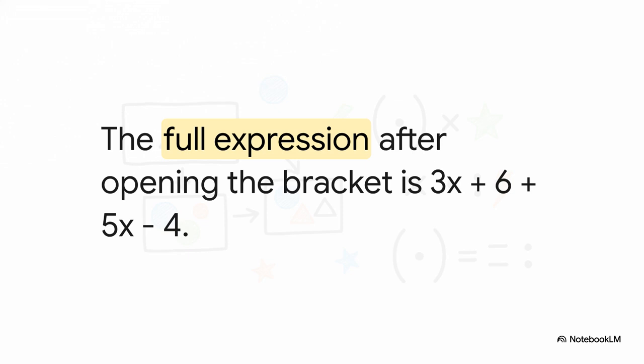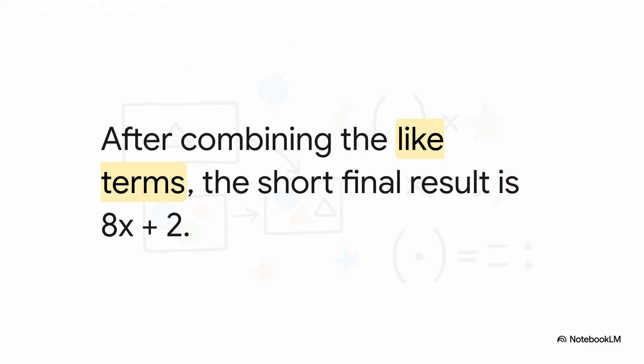Now that the bracket is open, we can just drop down the rest of the equation that was waiting patiently on the outside, the plus 5x and the minus 4. So our expanded middle step is 3x plus 6 plus 5x minus 4. The brackets are officially gone, but we aren't quite finished yet. We still need to complete step 4 of our blueprint, which is to simplify and combine our like terms.